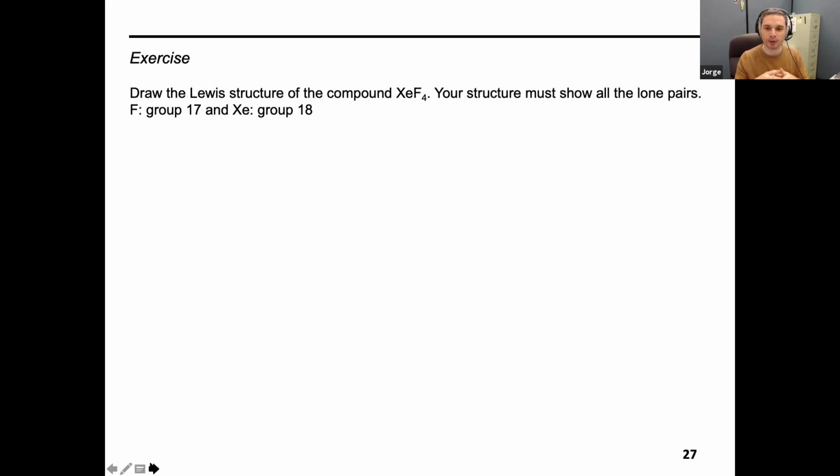So what I would like you to do is to try to draw the Lewis structure for this compound. Please show all the lone pairs. Let's give you a couple of minutes and then I will start solving it.